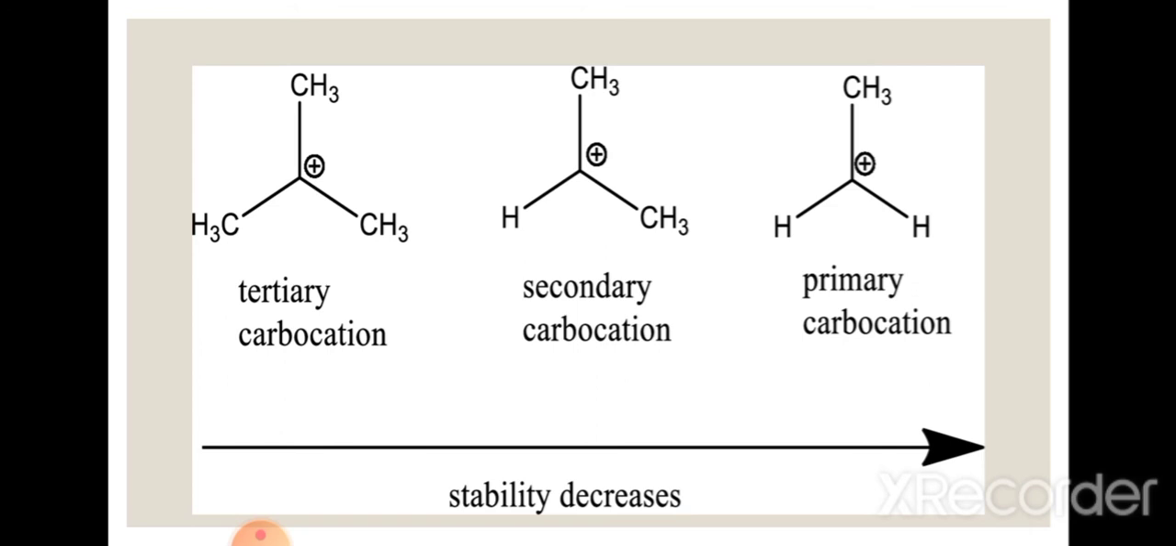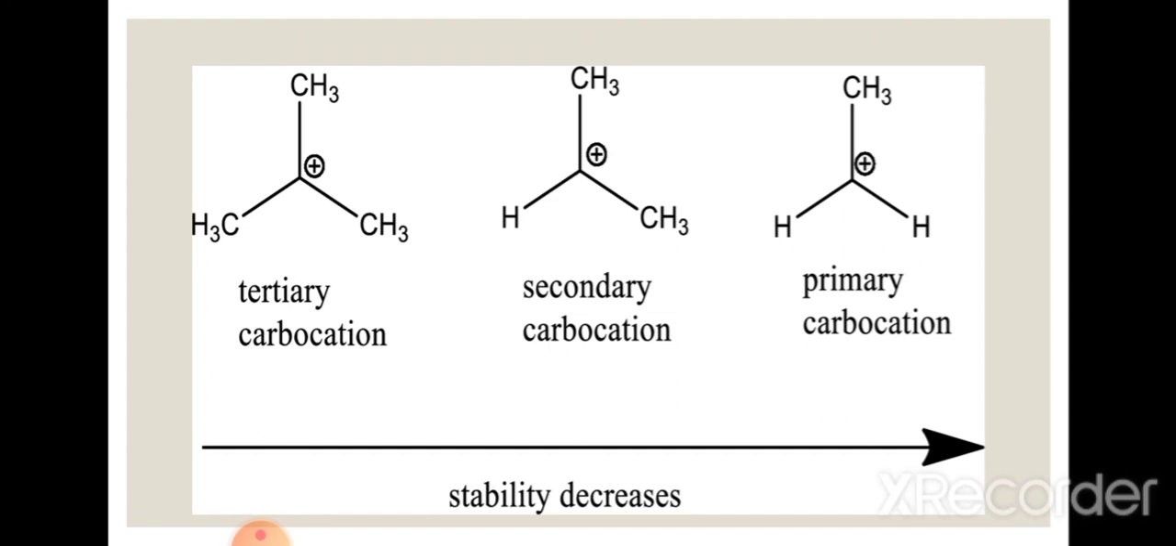And when we talk about the reactivity of carbocations, they bear a positive charge, which means they are electron deficient and highly reactive. They combine with anions and electron pair donor species to complete their octet. Their reactivity is reverse to the order of their stability. Means whichever carbocation is more stable will be least reactive, and whichever is most reactive will be least stable.